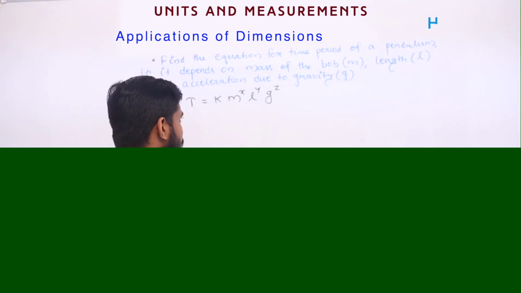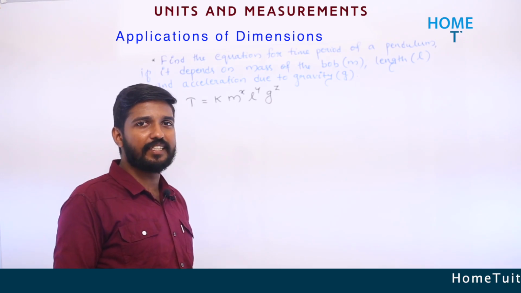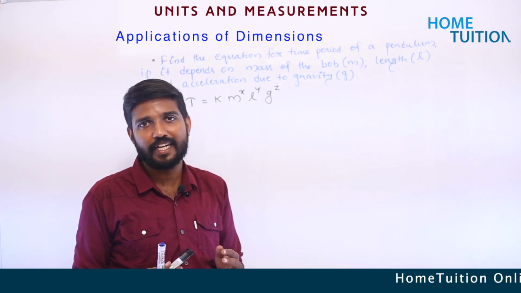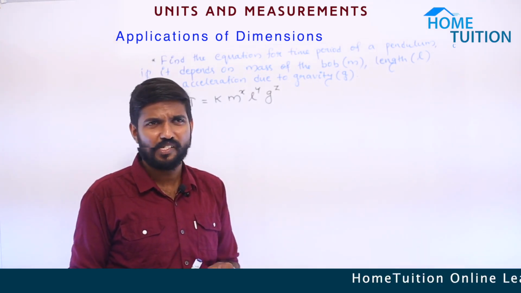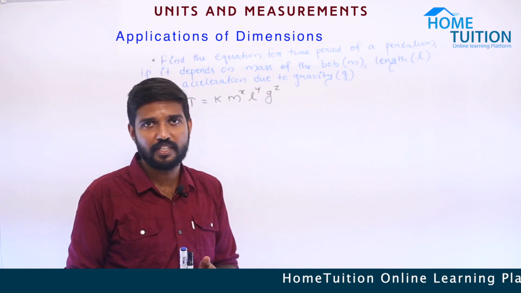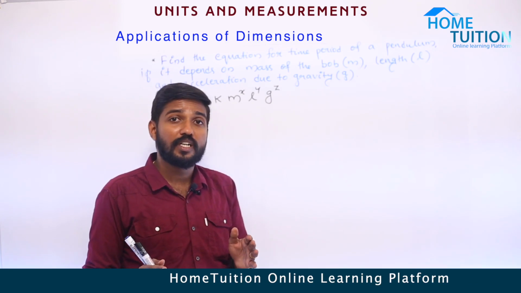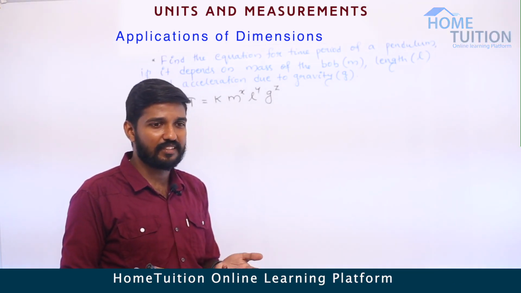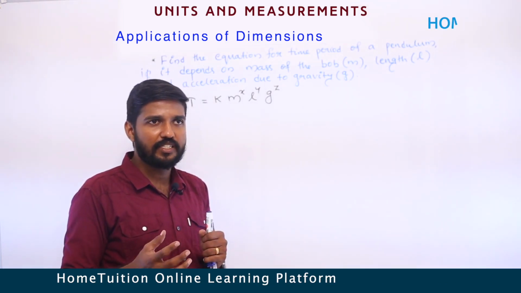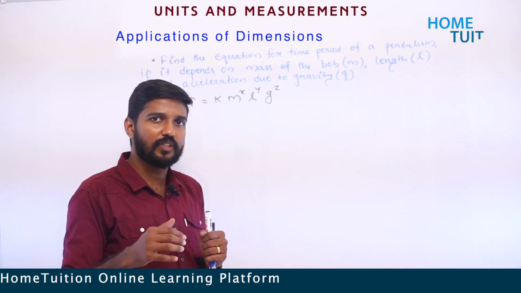Here I already told you k is a number. It's actually a dimensionless constant. In most cases it is dimensionless, and we can treat it as a constant. So we don't have to write the dimension of k. Just eliminate that, and we have to write the dimensions of all the remaining quantities.